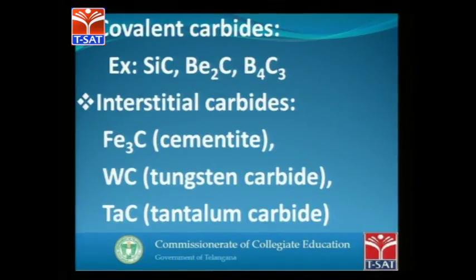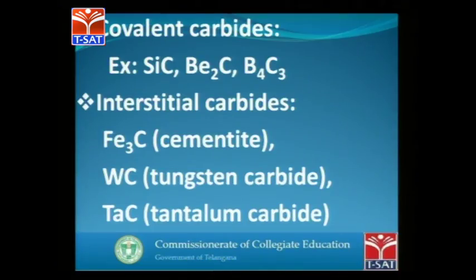Coming to covalent carbides, silicon carbide is very important, because it is called carborundum. It can be prepared by reacting silicon oxide with coke at high temperatures. We get silicon carbide, a very hard material. It is used as an abrasive for cutting tools and sharpening tools. It has a three-dimensional polymeric structure.